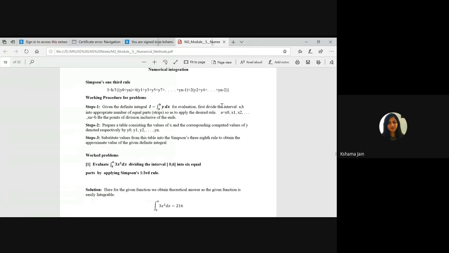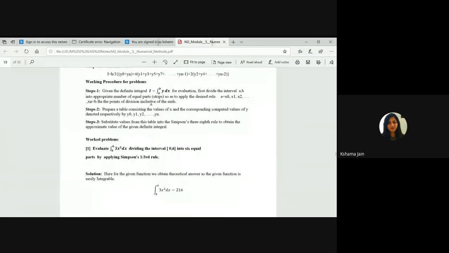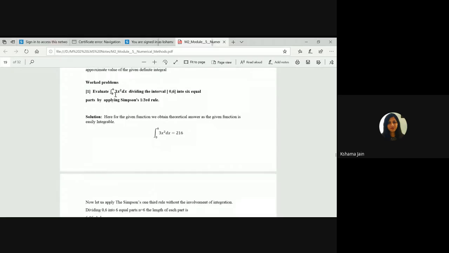This is the formula. Directly, I jump to the question. This is the methodology, nothing. The same thing I have elaborated, they have written in theory, you can read out later. So this is the question: evaluate the integral from 0 to 6 of 3x² dx, dividing the interval 0 to 6 into 6 equal parts. They are telling 6 equal parts by applying Simpson's one-third rule.